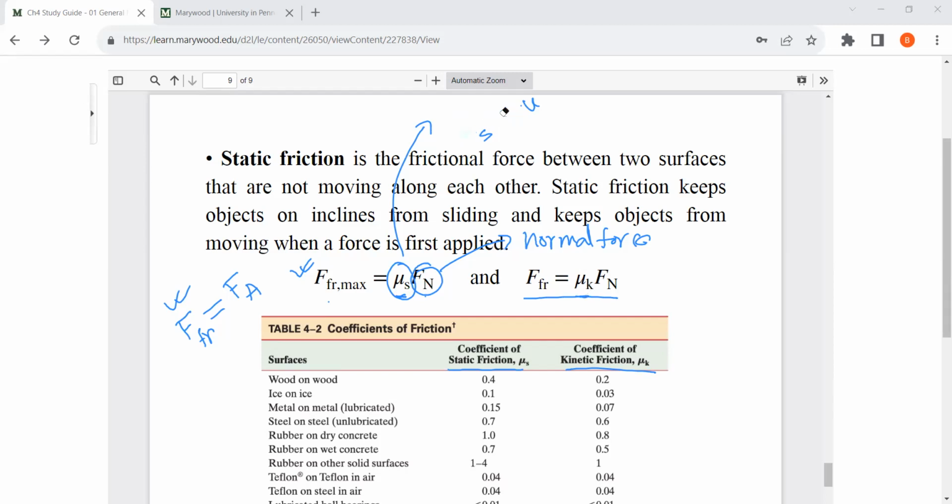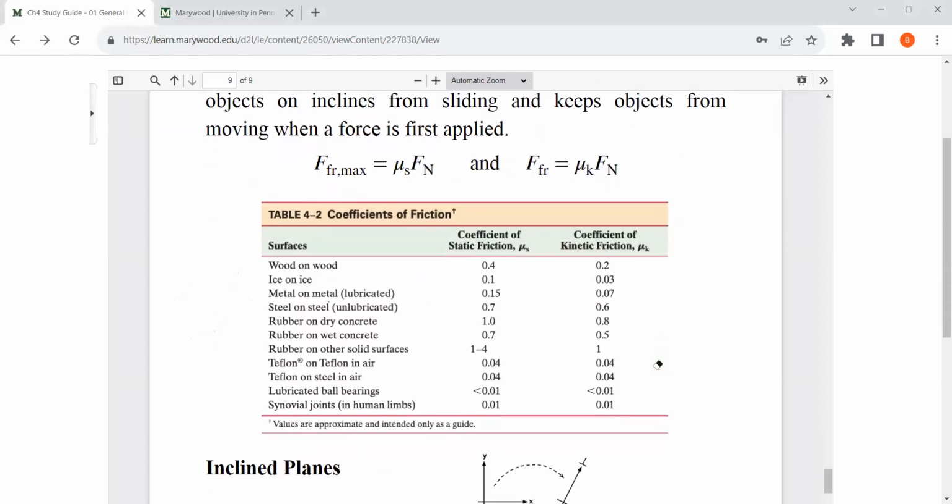As you already see from the simulation and the graph in the last slide, the kinetic friction is lower than the maximum limit of the static friction. Because of this, the coefficient of static friction is always higher than the coefficient of kinetic friction. Here in this table you can see that for most of the surfaces, this column is higher than this column.